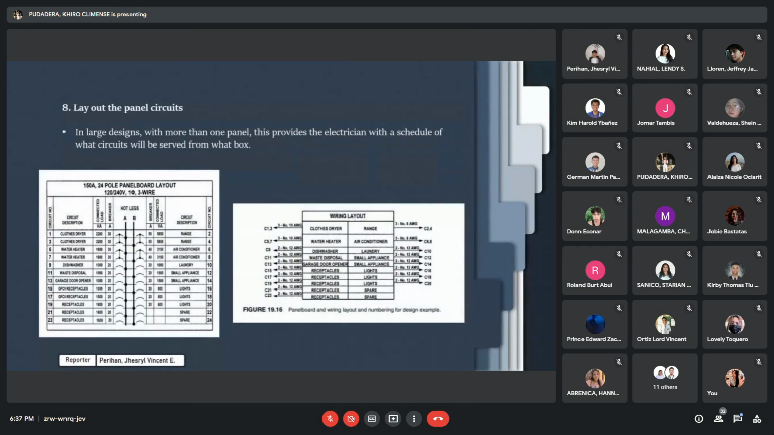So number 8, layout the panel circuits. In large designs with more than one panel, this provides the electrician with a schedule of what circuits will be served from what box. So nato dire pole panel board layout. So napud tay circuit number based on my own understanding, mag-base ni siya sa electrical designer.